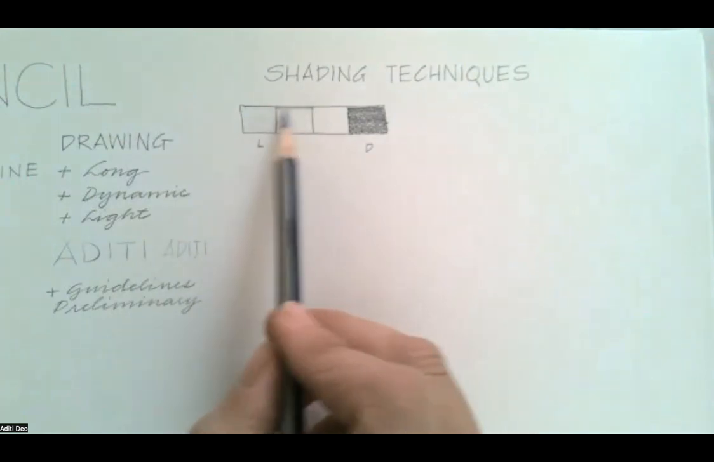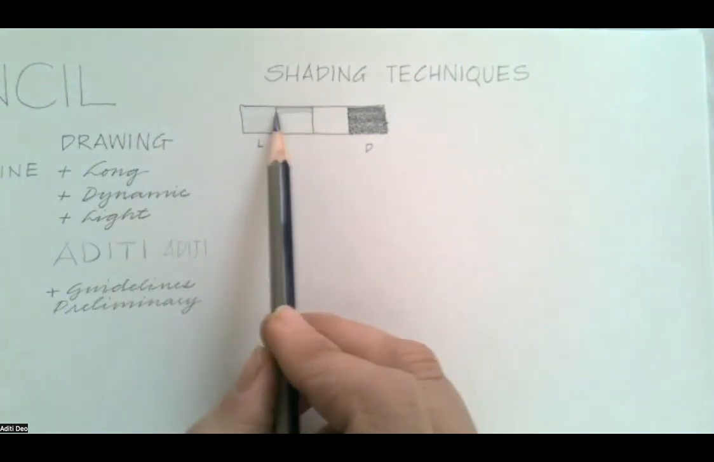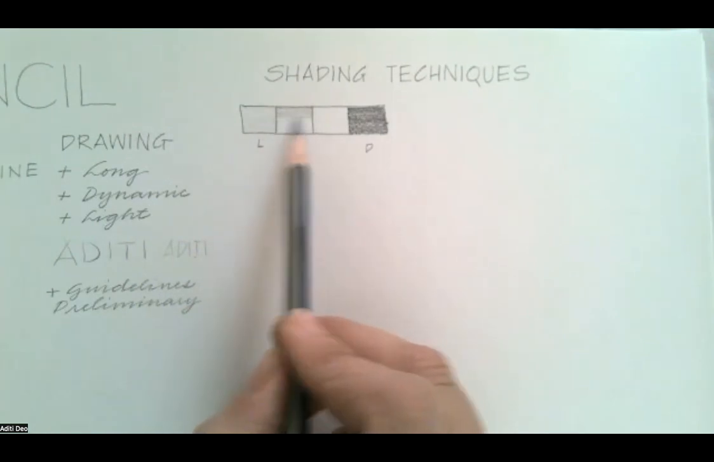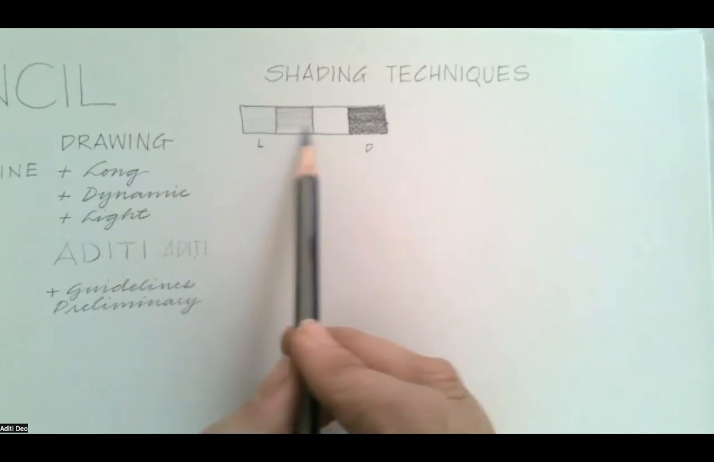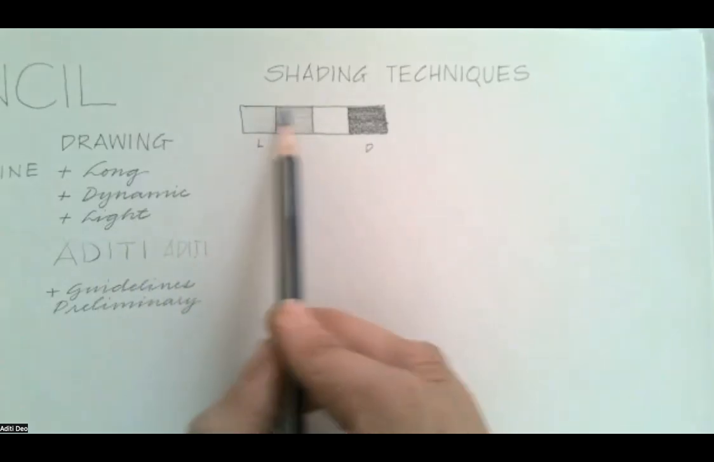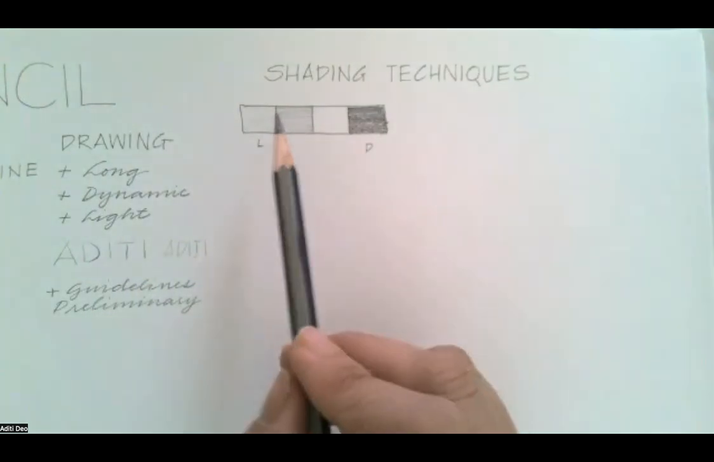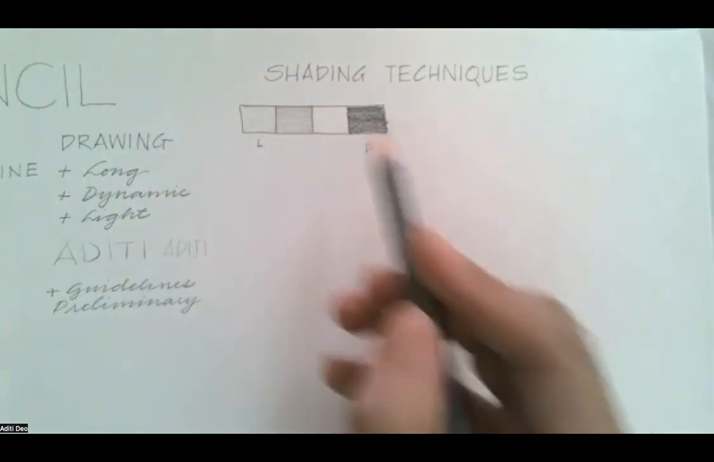So here now, just add a little more pressure than the first box. You will figure out the pressure as you start shading. So right in the beginning, you might get a very light or a very dark patch. That's fine. But then maintain the pressure in the rest of the box.